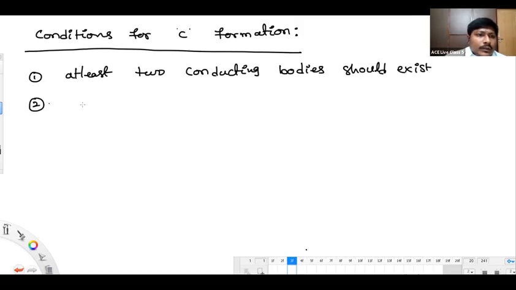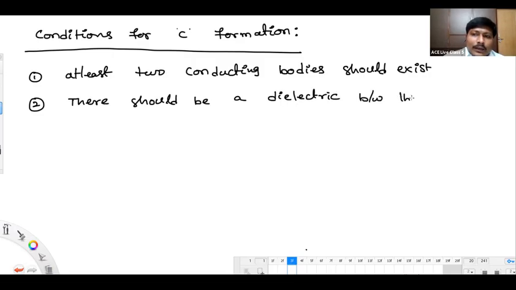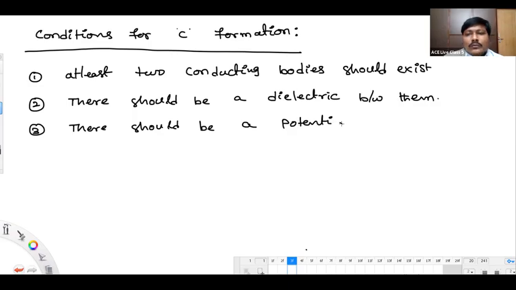Next, there should be a dielectric material between them. Dielectric between them. And last condition, there should be some potential gap. There should be a potential gap between the bodies, between the conducting bodies.